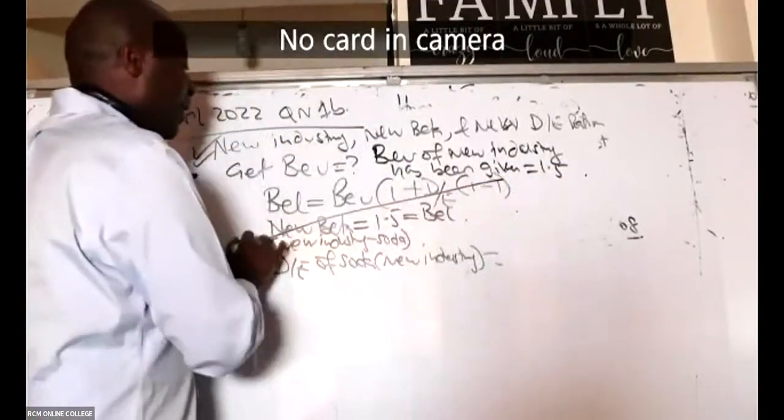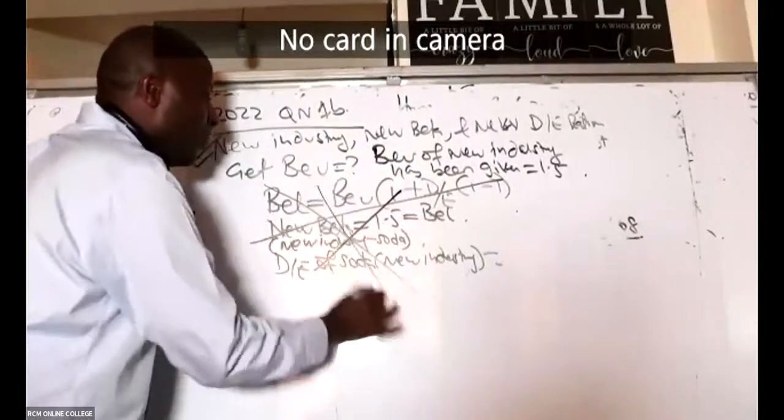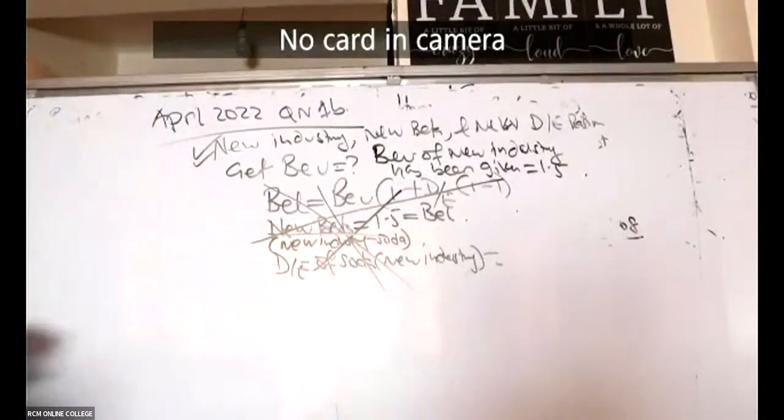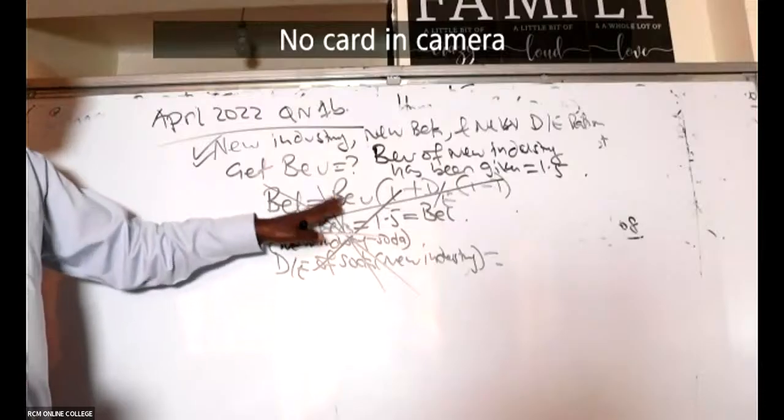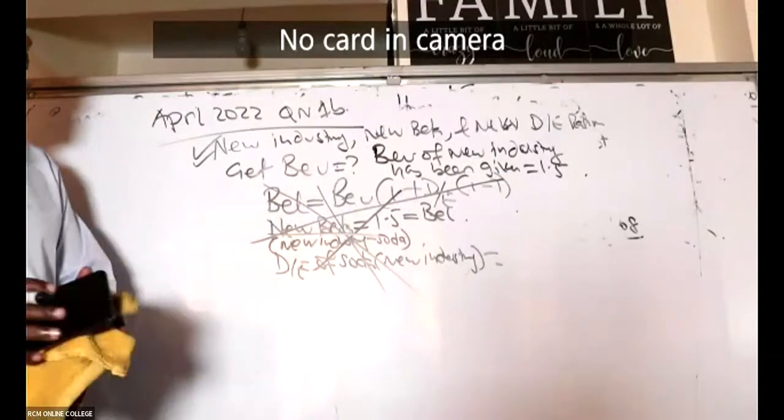So all these steps are irrelevant. Cancel them. Beu of the new industry has been given. So there is nothing like ungearing. That step of ungearing is out of our way, because we normally go through this step to get Beu. So Beu for the new industry has been given.